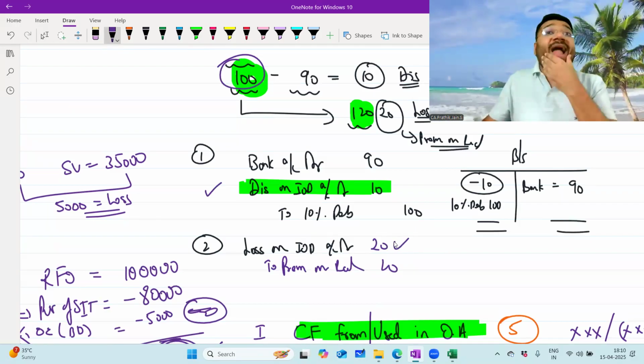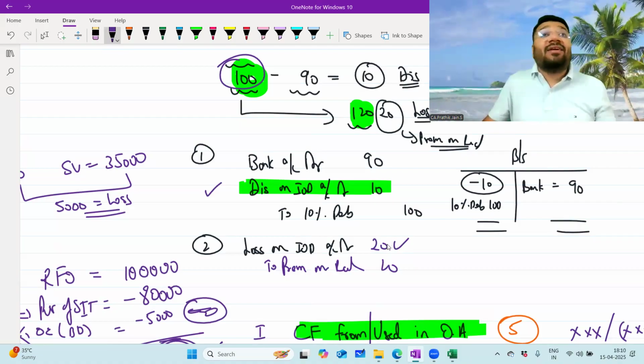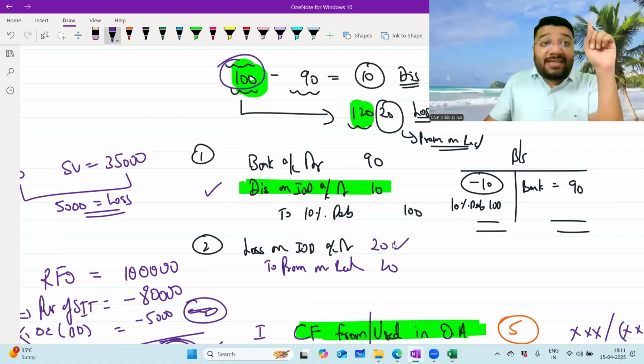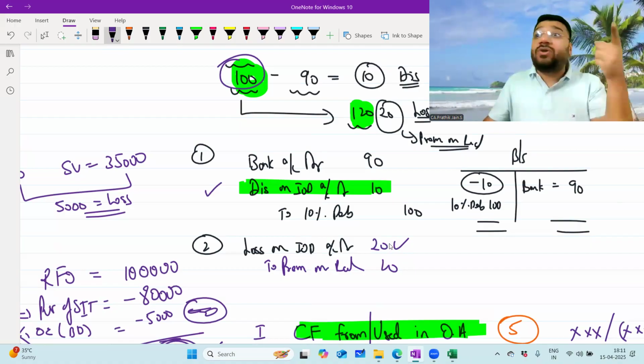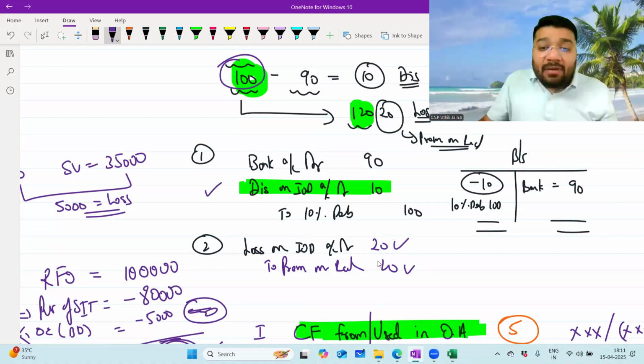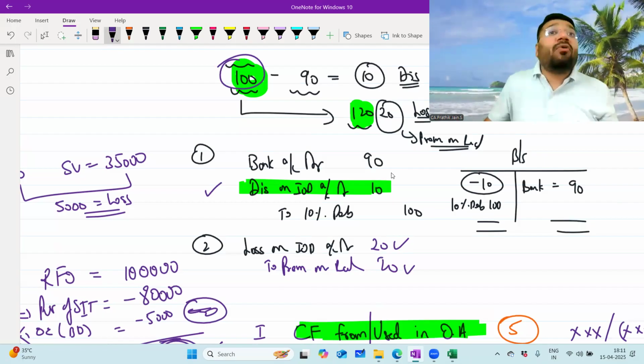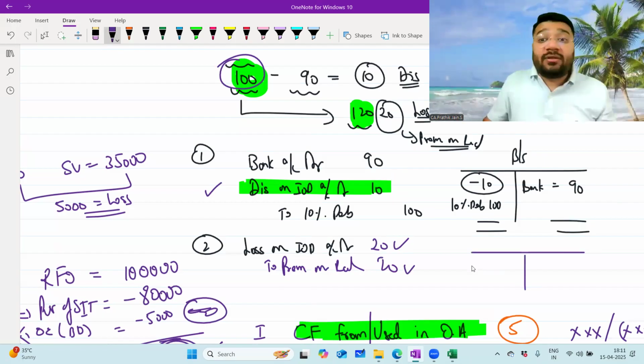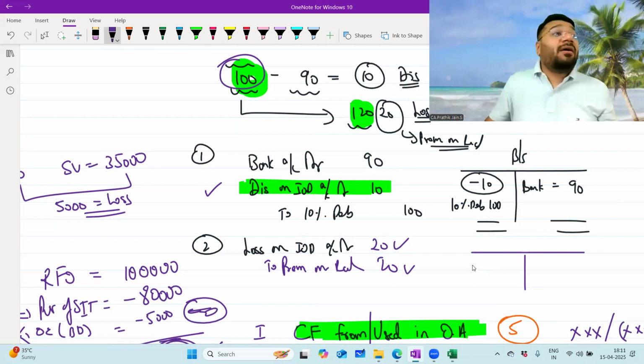Where in P&L? Finance cost. Anything related to financing goes to finance cost in Schedule 3. Yes or no? Yes. And this 20 will go where? Sir, in balance sheet. No, donkey fellow. In the balance sheet, it goes where? Under long term.